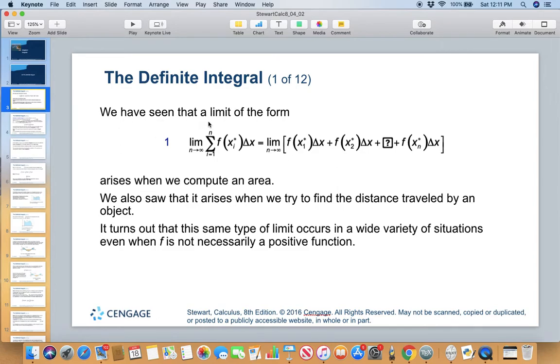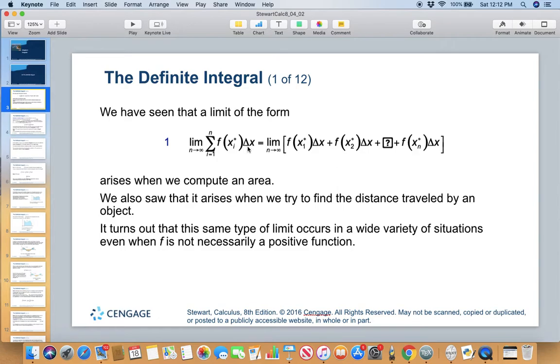We have seen that a limit of the form limit as n approaches infinity of the summation i going from 1 to n, f of xi star delta x. Summation means just listing out each one. So when i equals 1, I get f(x1 star) delta x, plus i equals 2, f(x2 star) delta x, plus dot dot dot. The last one is i equals n, f(xn star) delta x.